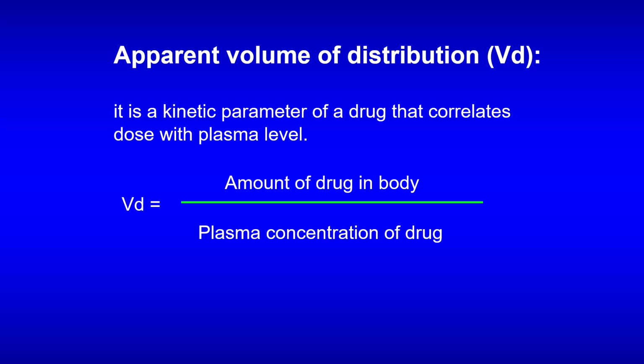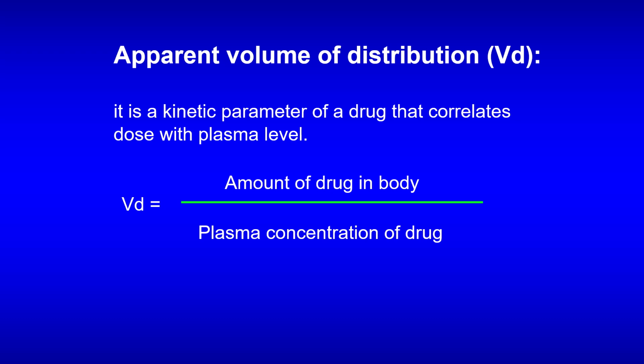The apparent volume of distribution, denoted as VD, is a pharmacokinetic parameter that reflects the relationship between the dose of a drug and its concentration in the plasma. VD is calculated using the formula: VD equals amount of drug in body divided by plasma concentration of drug. This parameter helps in understanding how extensively a drug is distributed throughout the body, relative to the plasma.